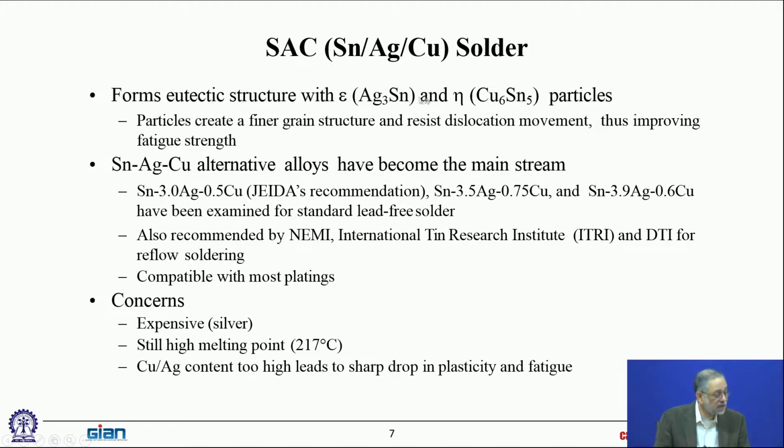And then embedded in there, what the silver and the copper are doing are forming intermetallic particles, and we'll see what those look like. Generally, the silver tin particles are nanometer length scale, tens of nanometer length scale. The copper tin particles are much larger, about micron scale, roughly micron scale.